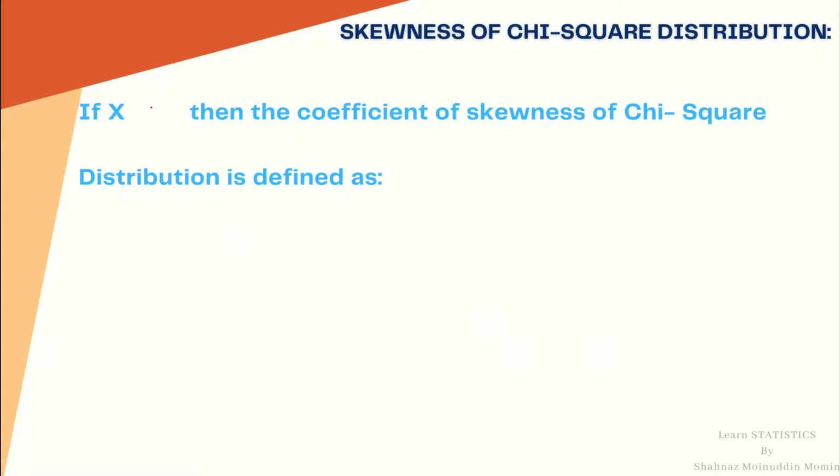If x follows a chi-square distribution with parameter n, then the coefficient of skewness depending on the moments is given by beta 1, which is mu 3 square divided by mu 2 cube, and it can be measured with the help of gamma 1, which is equal to root beta 1.